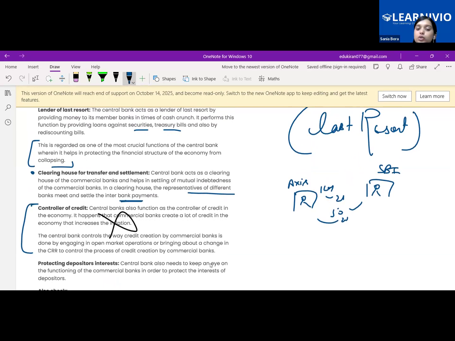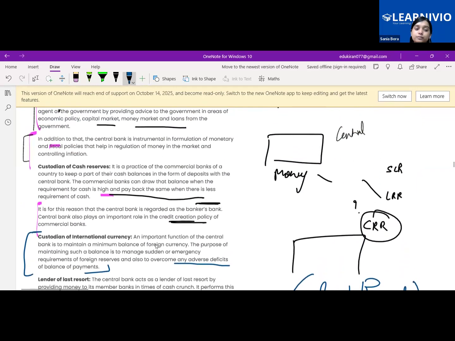Central bank also needs to keep an eye on the functioning of commercial banks in order to protect the interest of the depositors. Let's say I deposited 1 lakh rupees in my bank account. Next day I get only 80,000. So where will I go? Whom will I complain to? So I'll go to the central bank. So the central bank basically also protects the depositors' interest. Okay.